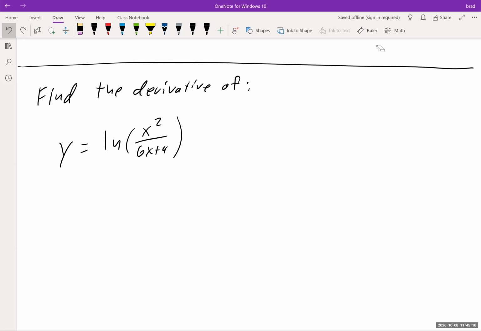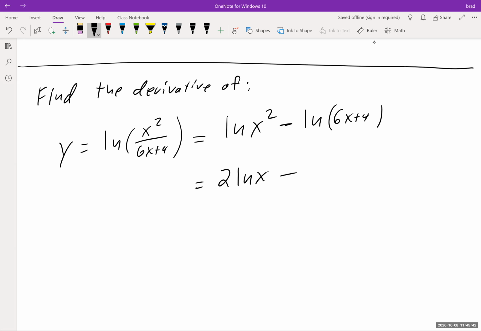is I'm gonna use properties of logarithms. I'm gonna rewrite this as the natural log of x squared, minus the natural log of 6x plus 4, right? Because that's a property of logs that says you can split the division of an argument of a logarithm into subtraction of two separate logs. But now there's another property that says, well, this is 2 ln of x minus ln of 6x plus 4. So this is what y equals, right?